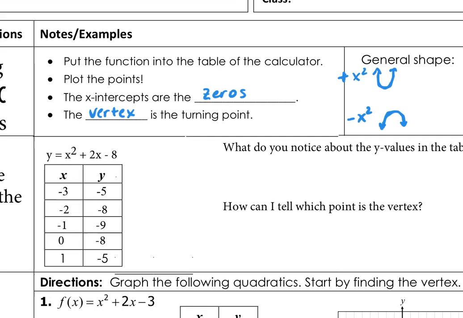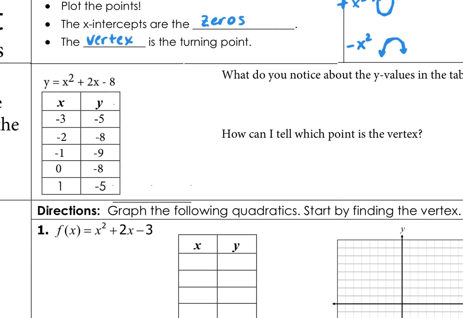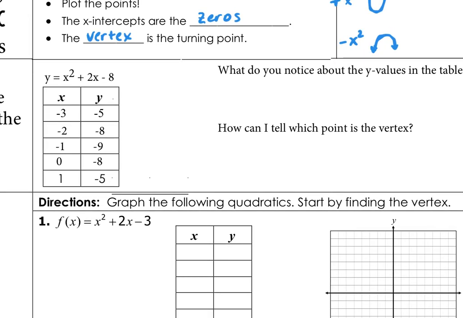So what's going to happen is we're going to use our table button and plug in our equation, and we're going to get our points. And what we should notice about the y values is that they repeat. So you can see here we have a -8 and a -8, a -5 and a -5. So they repeat in a pattern.